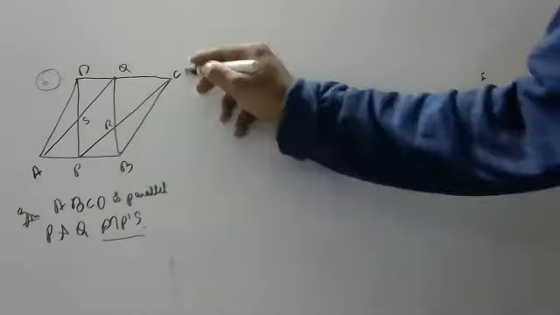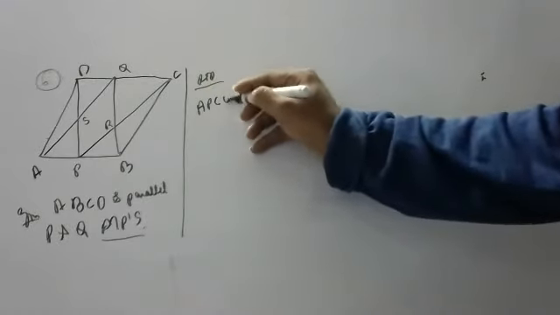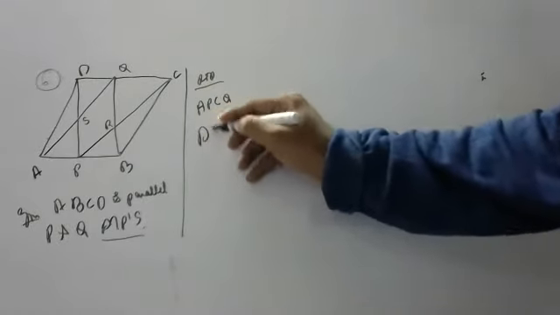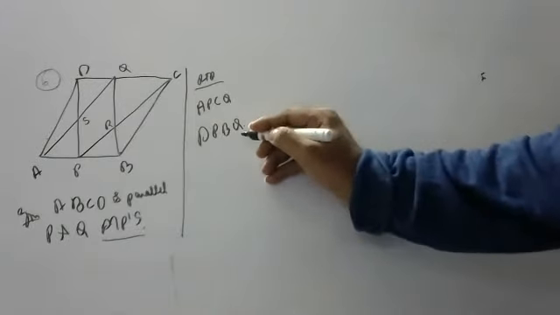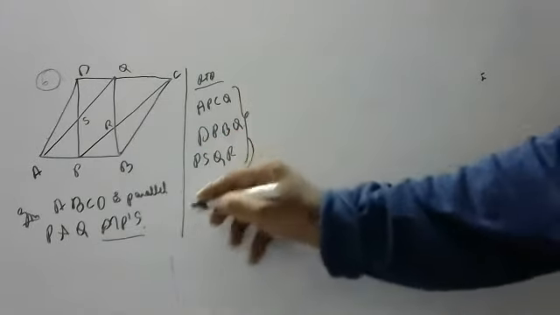Now, required to prove. All of you please see, children. We have to prove APCQ is a parallelogram, DPBQ is a parallelogram, and PSQR is also a parallelogram. All we have to prove as parallelograms.